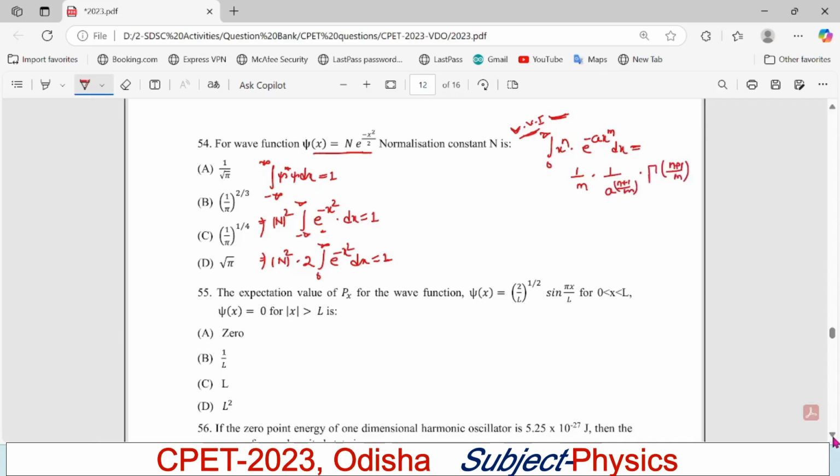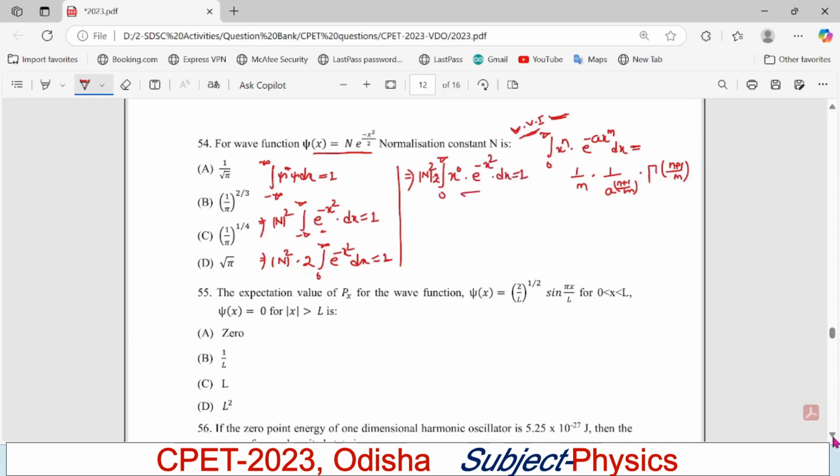So you just compare this integration. This integration I am writing again here: N mod square into 2 into 0 to infinity, so here I can write x to the power 0 into e to the power minus x square dx equal to 1.